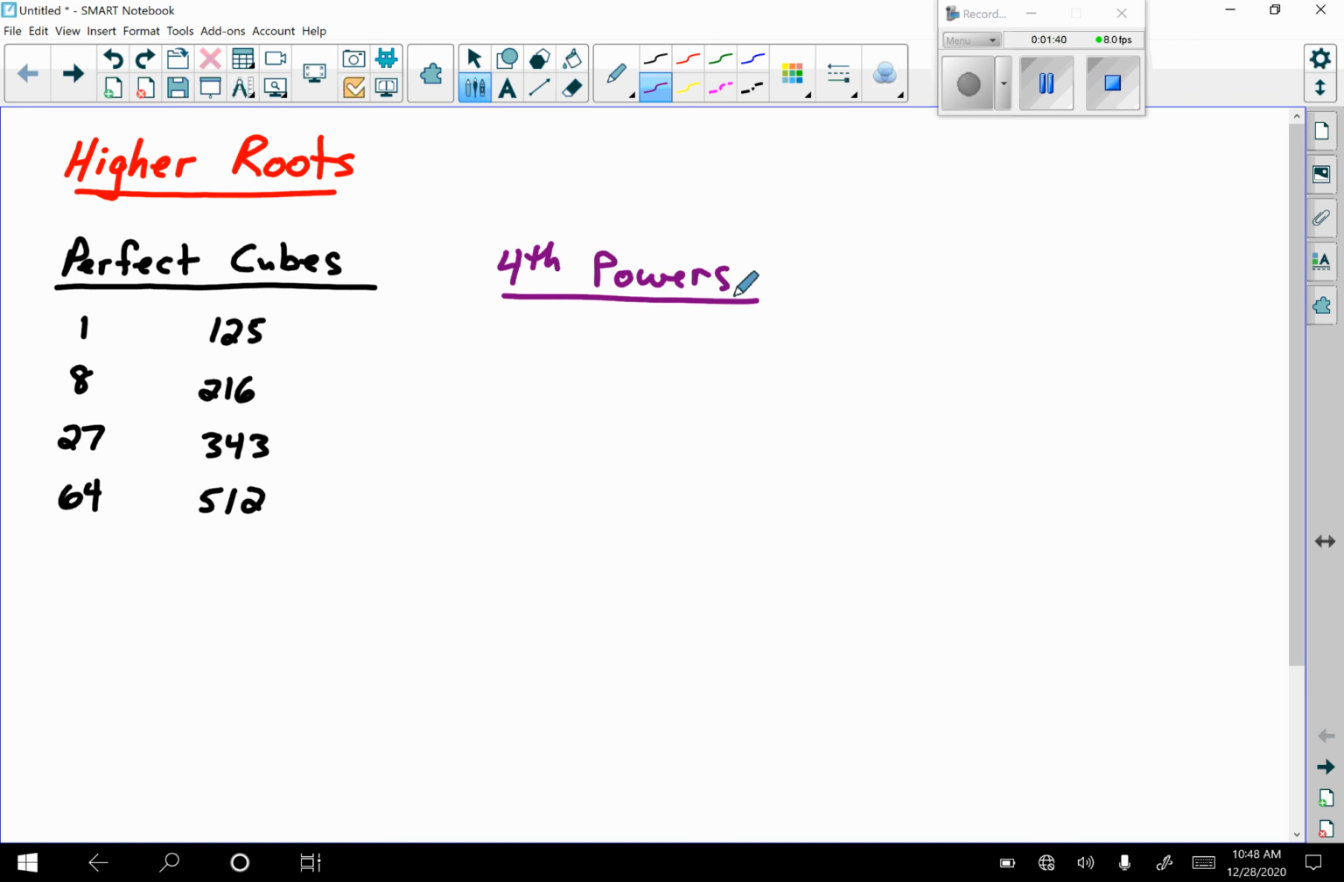Again, our list is going to be even smaller. So remember, 1 raised to any power is just going to be 1. So 1 to the fourth is 1. 2 to the fourth means 2 times 2 times 2 times 2. That's actually 16. 3 to the fourth is 81. 4 to the fourth is 256. And we'll just go to 5 to the fourth power, which is going to be 625. So we can see how much shorter our list is getting right away. Let's do the fifth power.